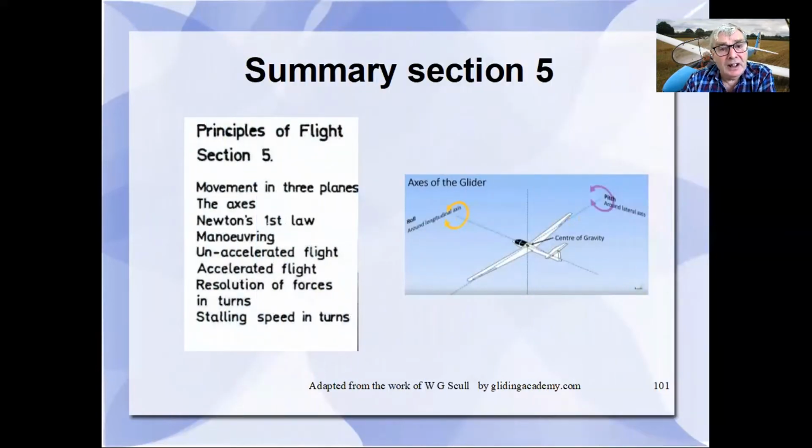Fine, so that's it. We've looked at the movement around the 3 axes of the glider, just looked again at Newton's first law and the fact that we need to introduce a force to maneuver. We've looked at the comparison between unaccelerated flight and accelerated flight, the resolution of forces in turns, and finally how the stalling speed increases in the turn.